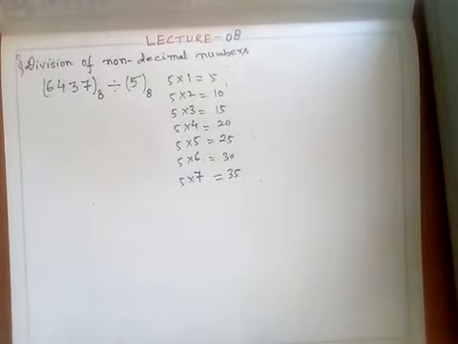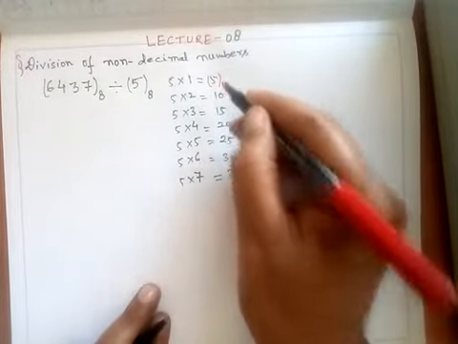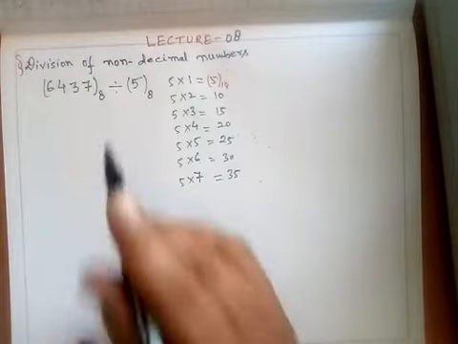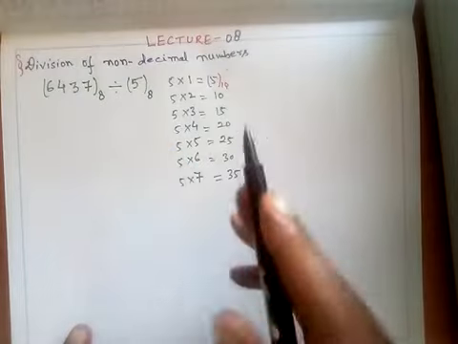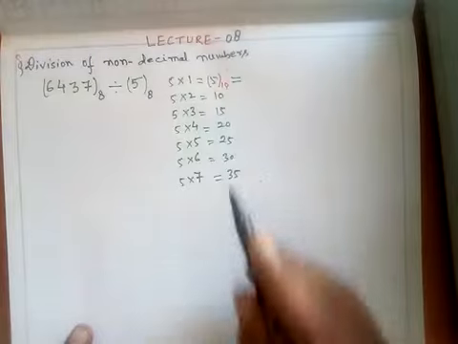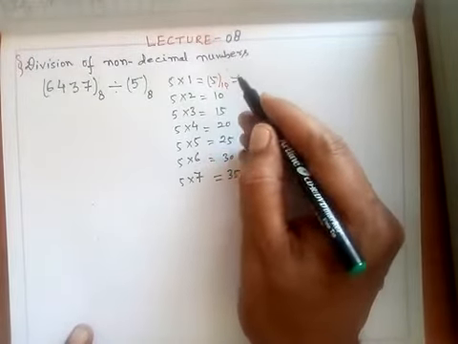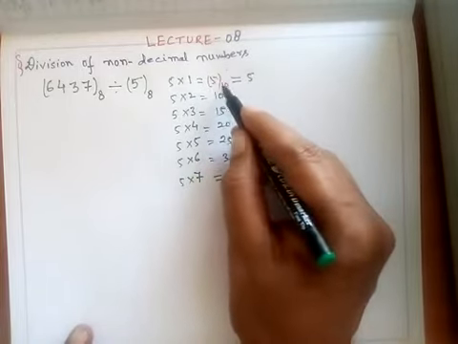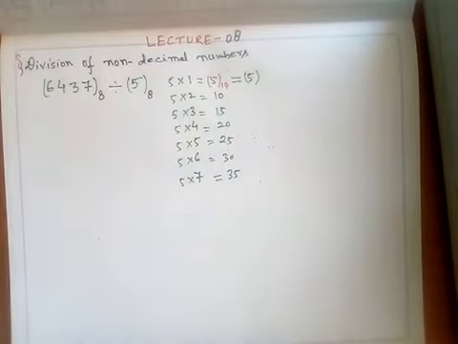Now these numbers I am writing here are in base 10, right from this point to this point. But I am not interested in the division of base 10. I am interested in the division of base 8. So I need to find the corresponding number in base 8. 5 1 is simply 5. 5 in decimal is 5 in octal also. So this is the corresponding number in base 8.